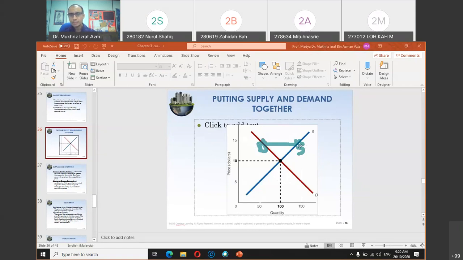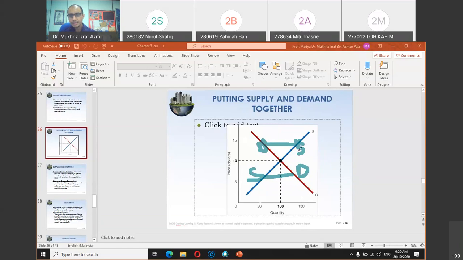Meaning the quantity supplied in the market is more than the quantity demanded, or what we call excess in supply. But if we are talking about the area below the equilibrium quantity, at this point, this is your demand and this is your supply. Or in other words, demand is bigger than supply. Or you can also say excess in demand. Excess in demand means also shortage in supply. So you can see it from both angles.